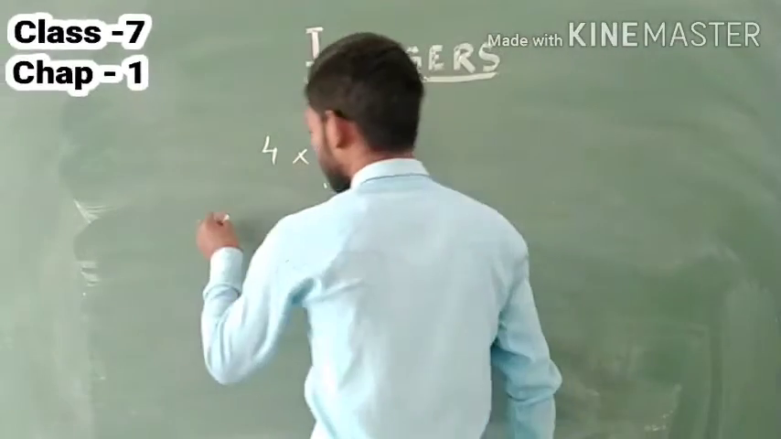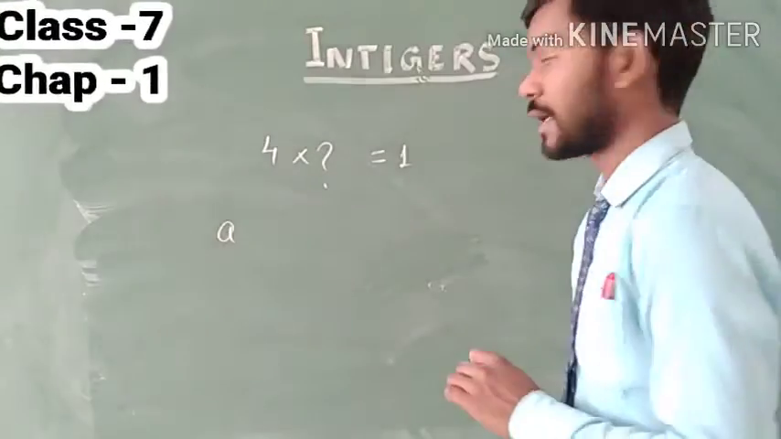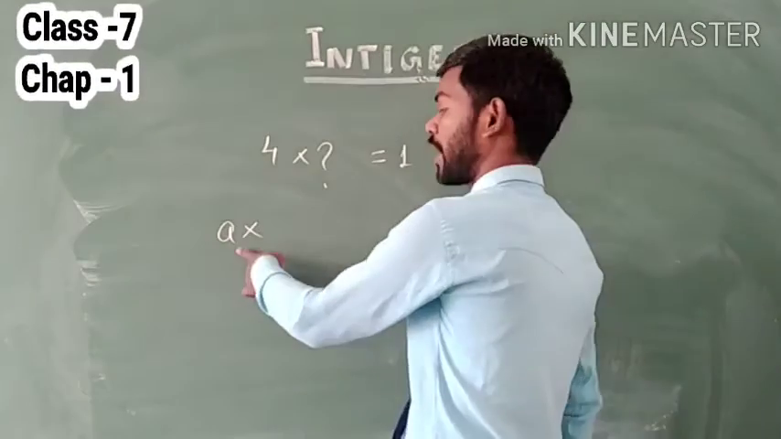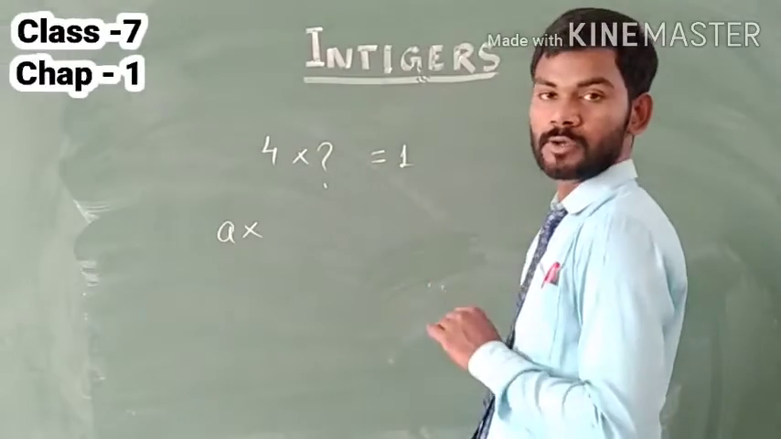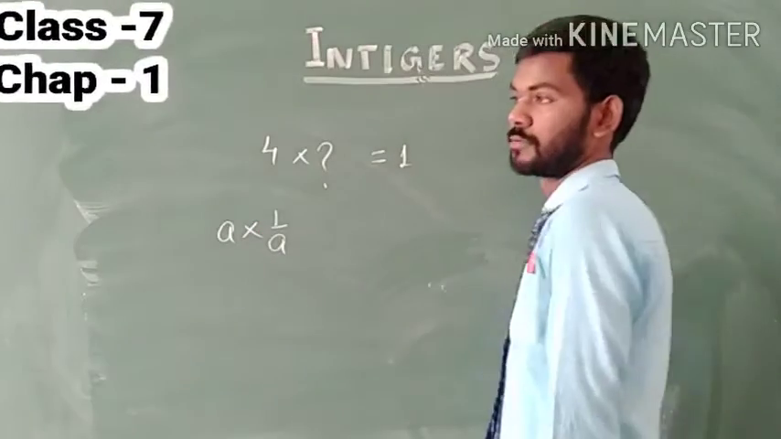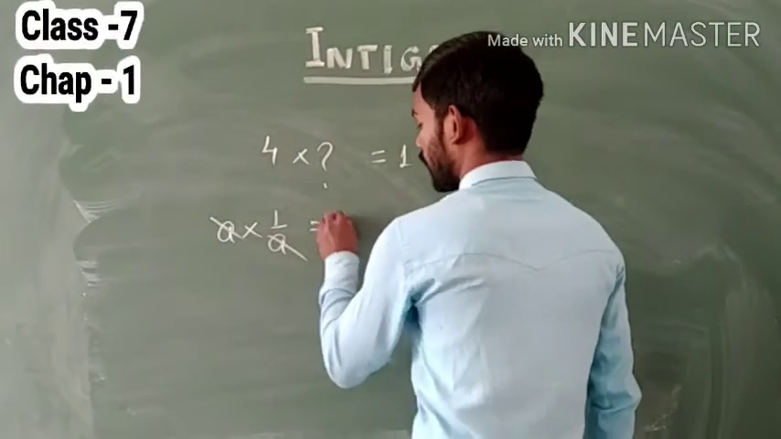So here, if we suppose a is any integer, and if we multiply a by its reciprocal, that is 1 upon a, we get 1.